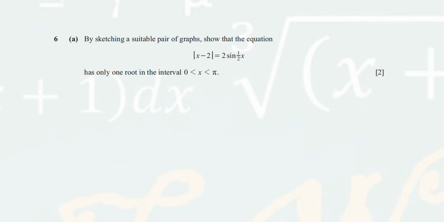Okay, now question number 6. By sketching a suitable pair of graphs, show that the equation modulus x minus 2 equals 2 sine half x has only one root in this interval from 0 to pi. So let y equal x minus 2. Ignore the modulus sign first.